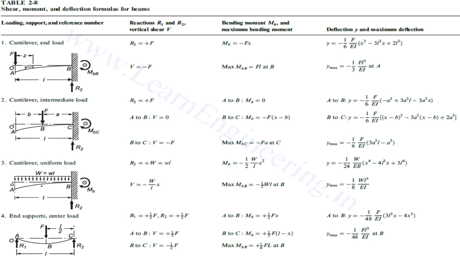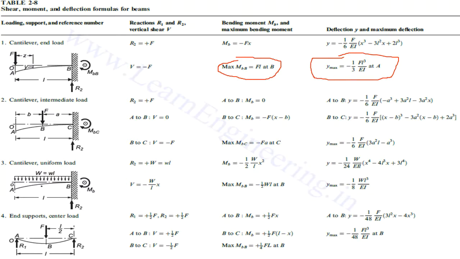This is the table which we'll be making use of while taking the shear, moment and deflection formulas in case of beams. Especially the third column as well as fourth column will be considered while solving the numericals. In the third column, we'll be taking the maximum bending moment, and in the fourth column, we'll be considering the maximum deflection. So this table gives the values for beams subjected to different types of loading and end conditions.